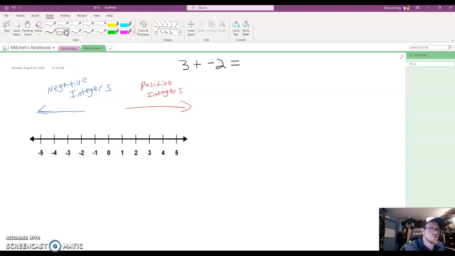So I'm going to show you what we're going to do with this equation. So I have 3 plus negative 2. Your starting point on the number line is always the first number. So I'm going to start at a 3. So I'm just going to put a little red circle where the 3 is.